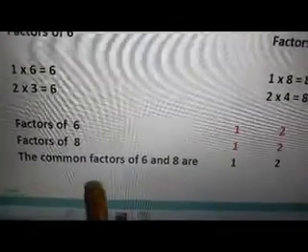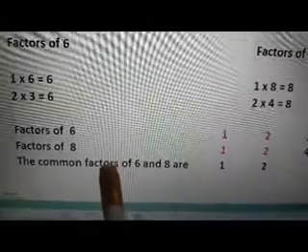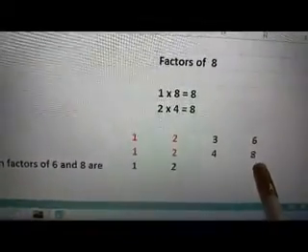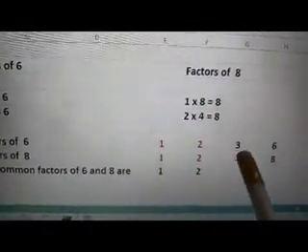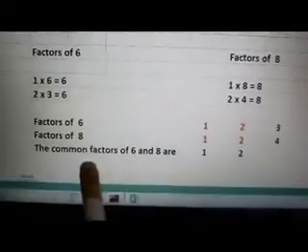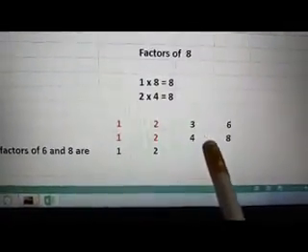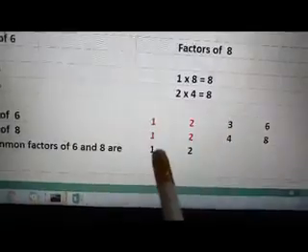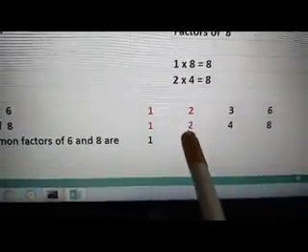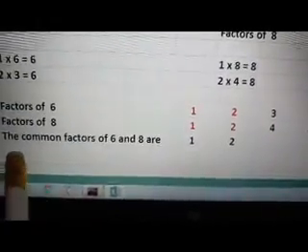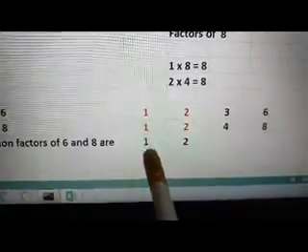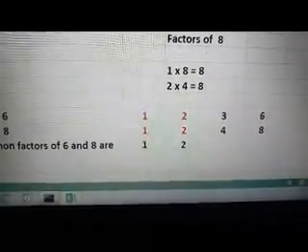To find common factors of 6 and 8, we list all the factors here again. 1, 2, 3 and 6. And factors of 8: 1, 2, 4 and 8. Now what we see is that 1 and 2 are common. So the common factors of 6 and 8 are 1 and 2.